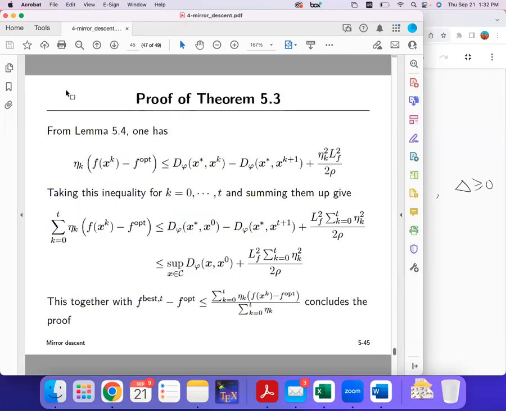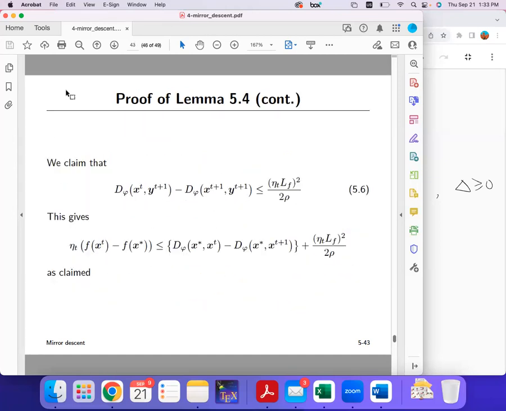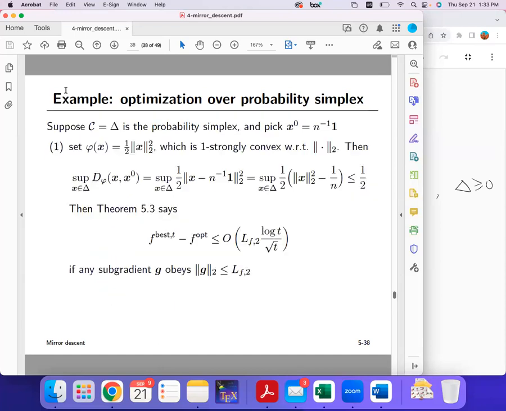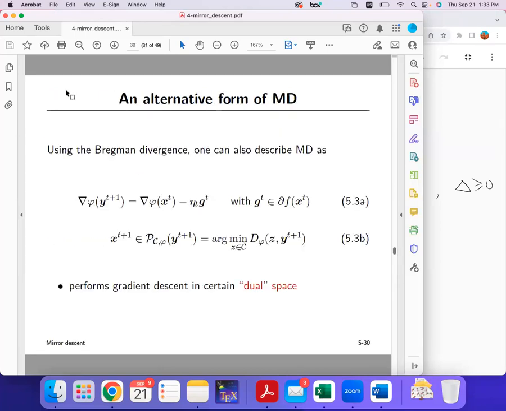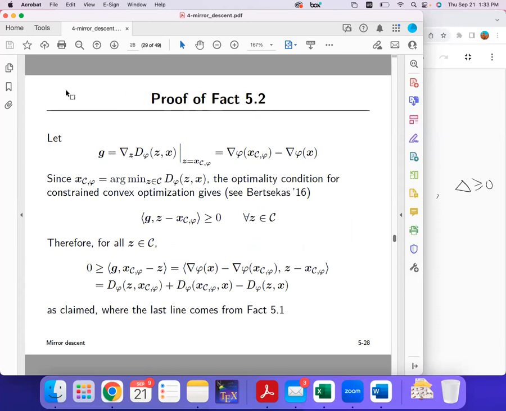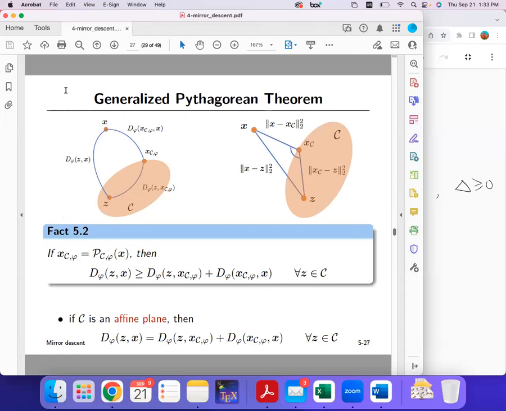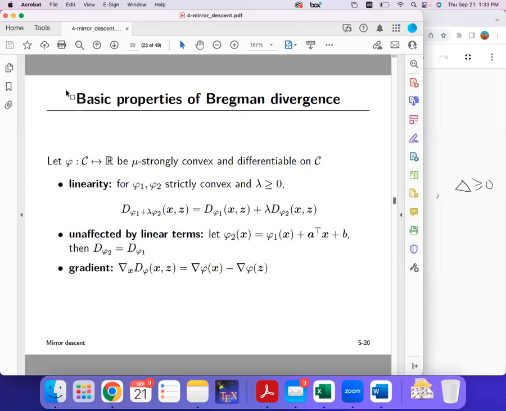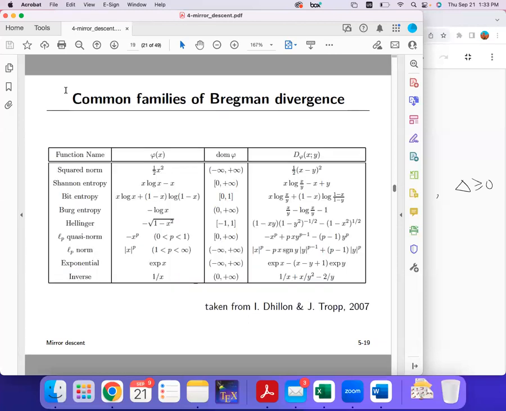Okay, so this is everything about the mirror descent, so go back to that table. In this lecture, we only compared two examples. One is Euclidean, the other is entropy based.